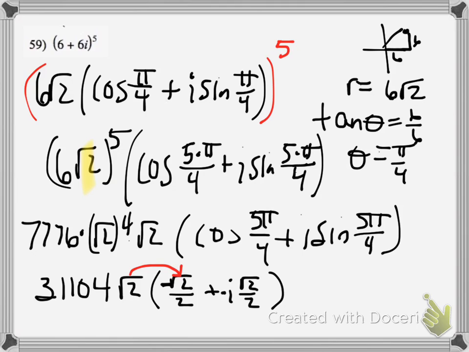All right, so when you distribute this, you're going to distribute it to both, and the radical 2 times a radical 2 is radical 4. The square root of 4 is 2, divided by 2. Basically, that whole thing just cancels out, and you're left with 31,104. Oh my goodness, my numbers are not working right now. Okay, so when you distribute, you get a negative 31104 minus 31104i. Okay?